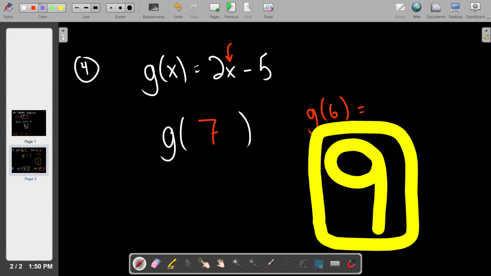Lucky duckies. Did numbers 3 and 4 make sense to you?